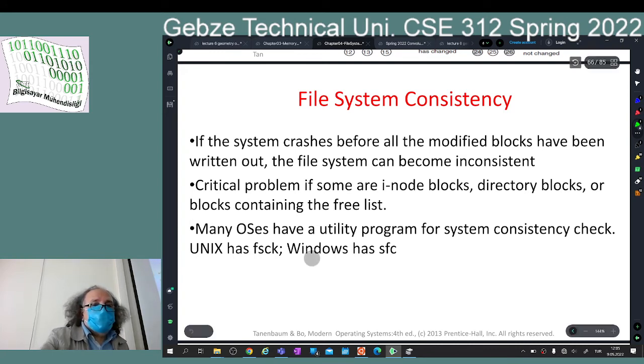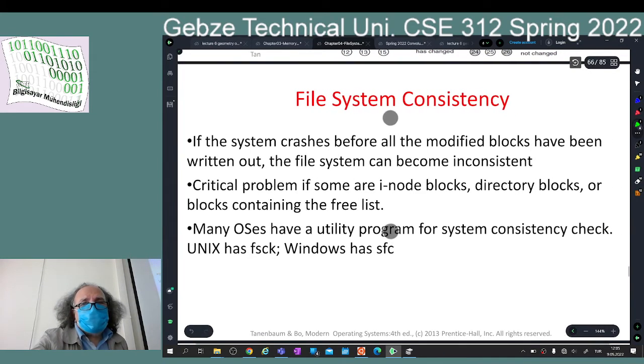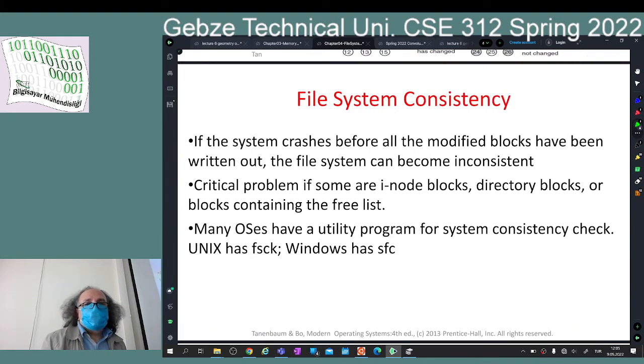Windows has a system file check, and there is a similar file check system for Unix. Each operating system, depending on the file system that you are using, offers such utilities. You run these utilities from time to time, making sure that your system is at least consistent with respect to some criteria, and we are going to look at that one.